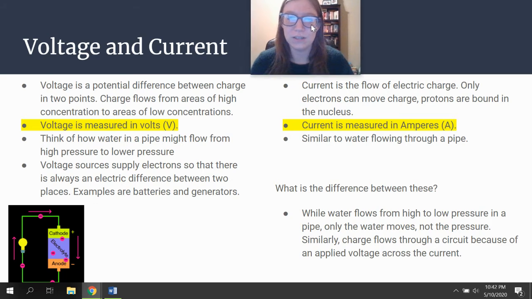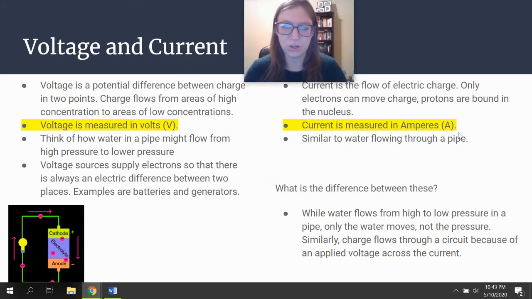Now, if that's what voltage is, what's current? If voltage is the difference between 2 places in how much charge they have, then current is just the flow of that charge from one place to the next. Remember that only electrons can move. Protons are bound up in that nucleus.